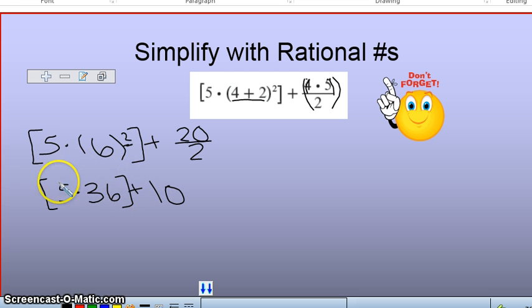All right, now I can finish my brackets. 5 times 36 is 180. Now that all my grouping symbols are gone and my symbols of inclusion are gone, I can work my way through the rest of the order of operations, which is exponents. There are none. Multiplication and division. There aren't any here either. And then finally addition and subtraction. So 180 plus 10 gets me 190.